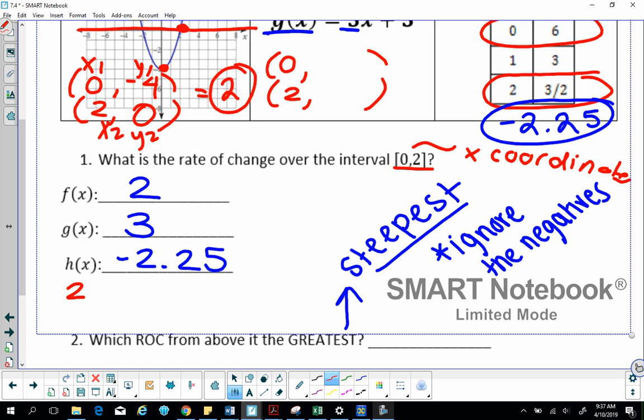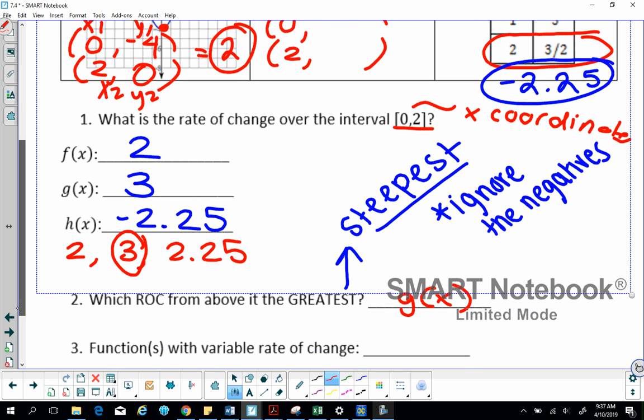So which one is the biggest? We have 2. I'm going to rewrite them all positive. 3 or 2.25. 3. So 3 is the largest out of all the positive values. So I know that g of x has the greatest slope. Does that make sense?